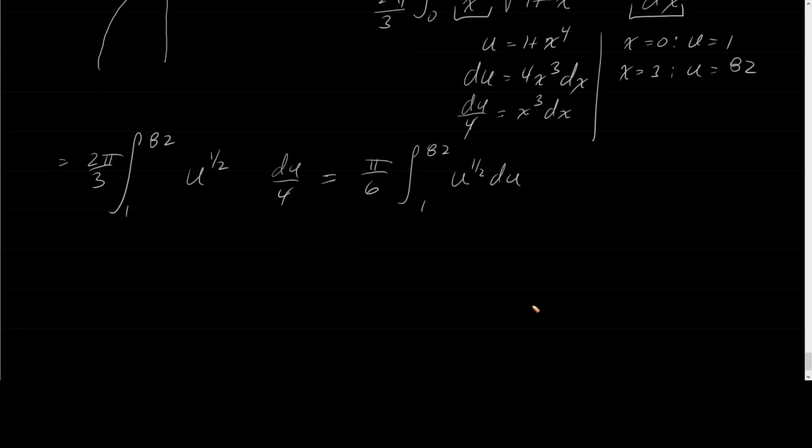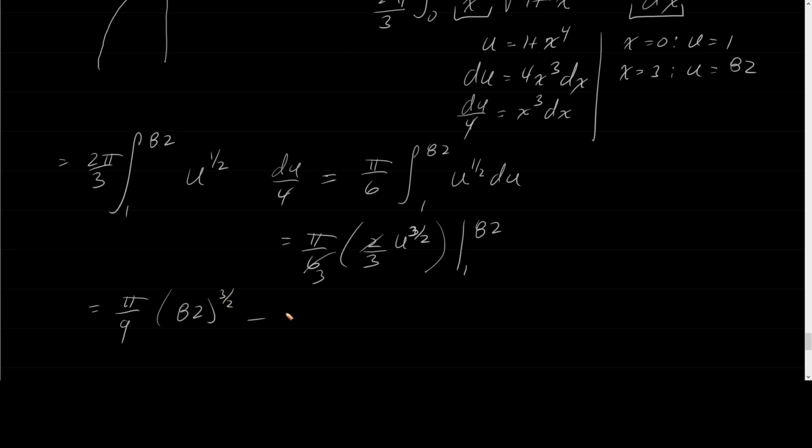And what does that give me? Well, that gives me u to the 3/2, or pi over 6 times u to the 3/2, but then divided by 3/2 means multiplying by the reciprocal, so there's our 2/3, and this is evaluated from 1 to 82. And well, what does that give us? It gives us pi over 6 times, well, actually, that 2/3 and that 6 becomes just a 1/9. So I have pi over 9 times 82 to the 3/2 minus pi over 9 times, plug in the 1 to the 3/2.